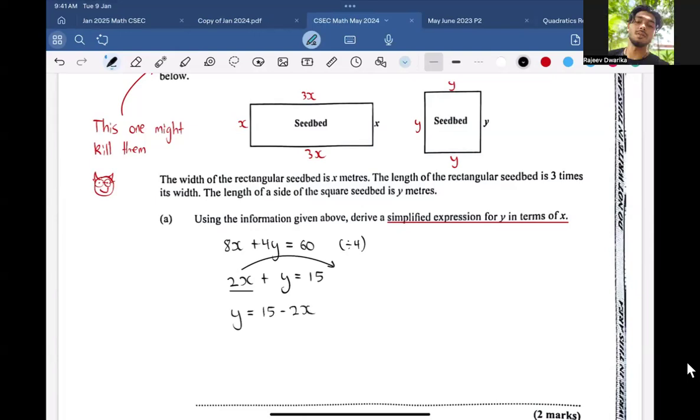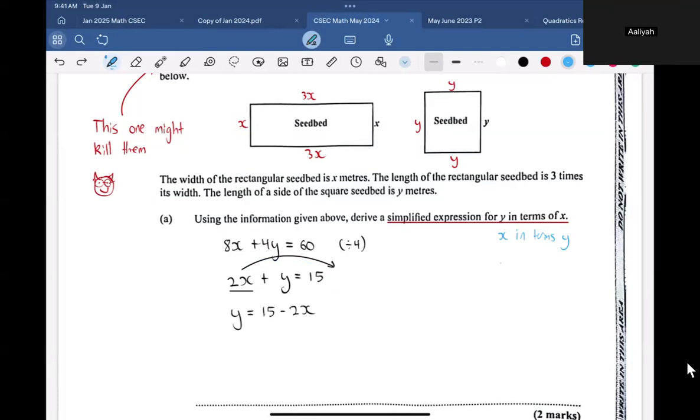Right. Aliyah, I have a question for you. What if they said x in terms of y? What are we gonna do there? Aliyah, tell me fast. Time is of the essence. X would be the subject of the formula. Right. So how will we make x the subject of the formula here?